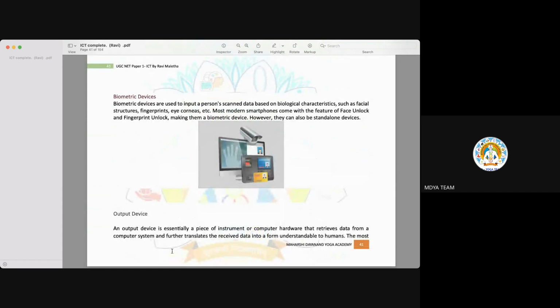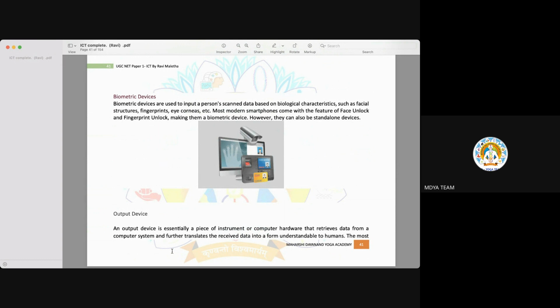Biometric devices are related to your physical body, whether it is your face recognition, your thumb fingerprints, or eye cornea. All that is related to the human body is biometric devices. Most modern smartphones come with the feature of face unlock and fingerprint unlock. So they all come under the heading biometric devices, and they can also be standalone devices.